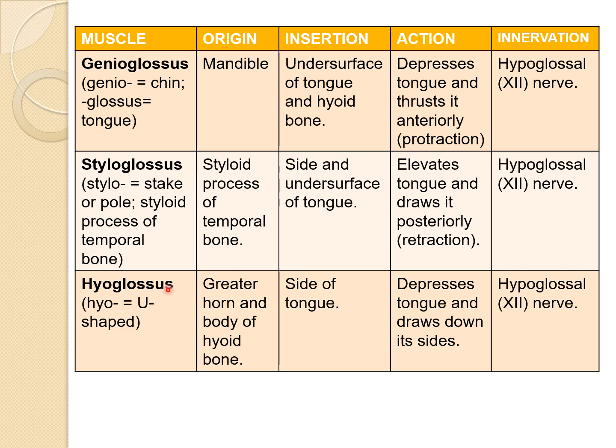The next is hyoglossus. Point of origin is greater horn and body of the hyoid bone. Gets inserted at the side of the tongue, and action is it depresses the tongue and draws its sides down. So hyoglossus and genioglossus both depress the tongue, and it is also innervated by the hypoglossal nerve.